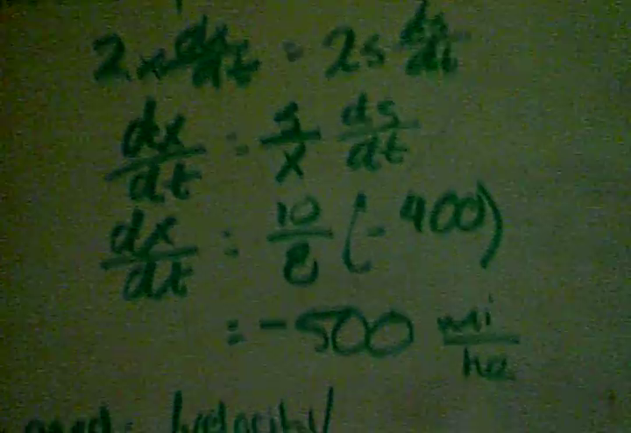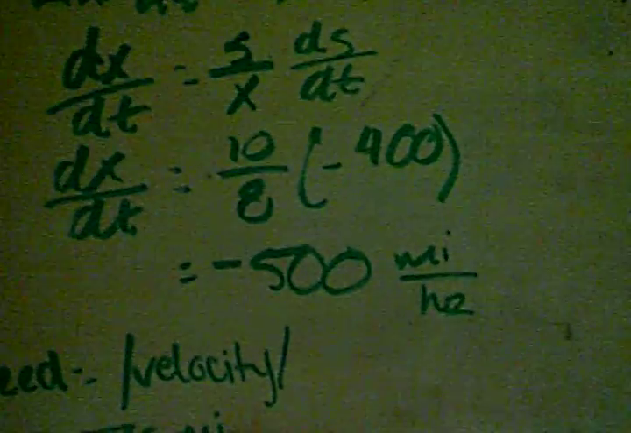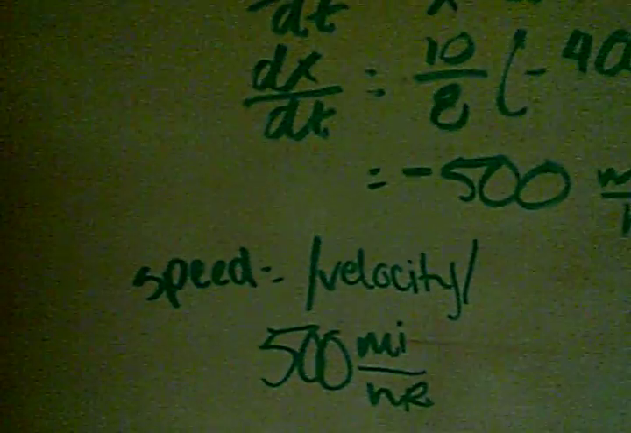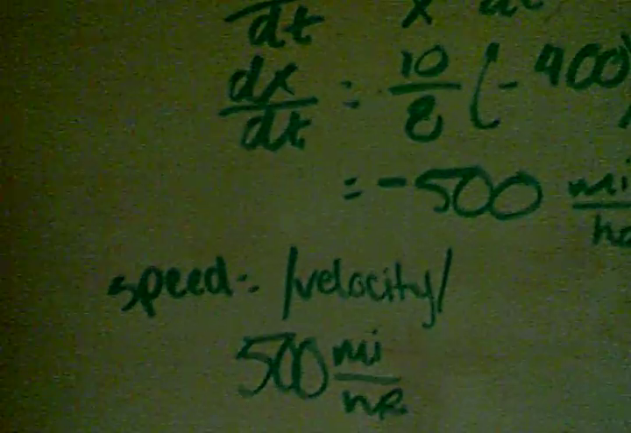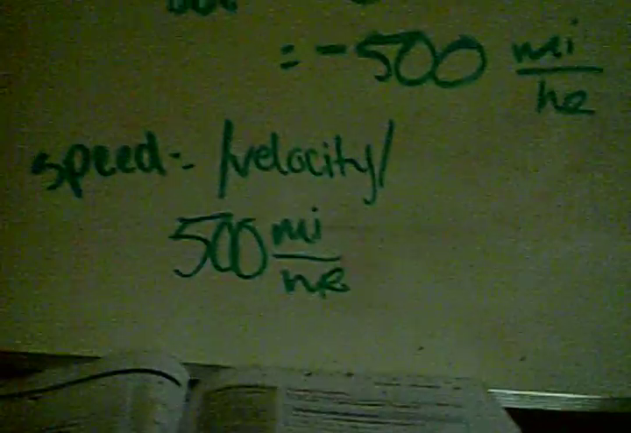And so from there we substitute 10 over 8 times negative 400, and we get negative 500 miles an hour. Now what we have to remember is we're finding speed, not velocity, and speed equals the absolute value of velocity. So we take away the negative, and it gives us 500 miles per hour for our speed. The end.